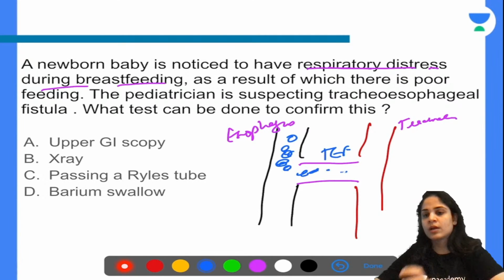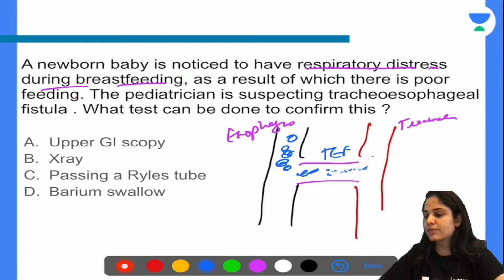Okay, so how do you confirm this? The confirmation of this disease is by trying to pass a Ryle's tube. When you try to pass a Ryle's tube through the esophagus, it will go and get coiled over here.